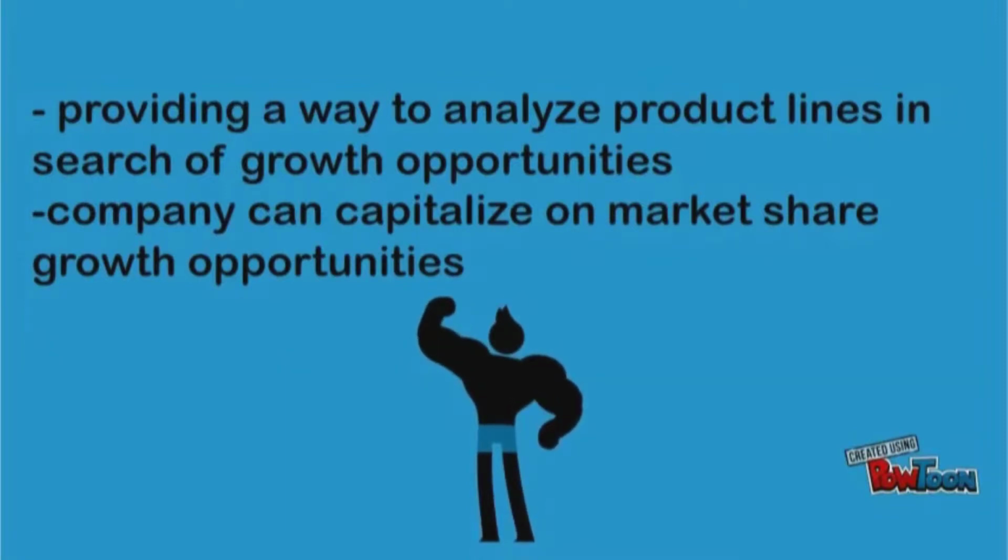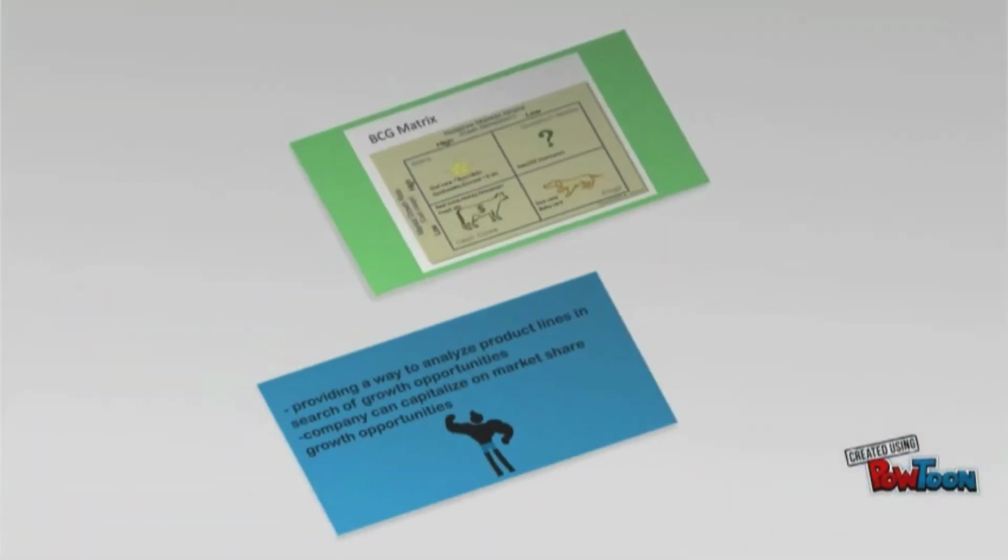BCG Matrix aims to identify high growth prospects by categorizing the company's products according to growth rate and market share. By optimizing positive cash flow in high potential products, a company can capitalize on market share growth opportunity.